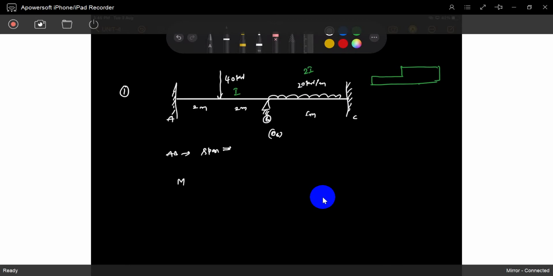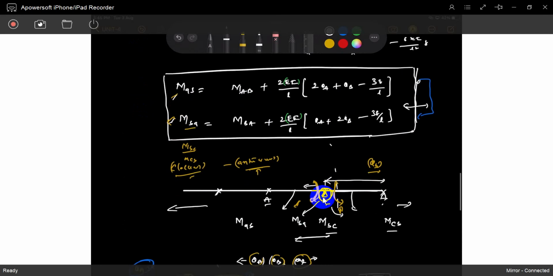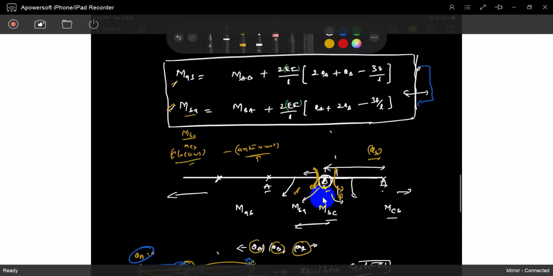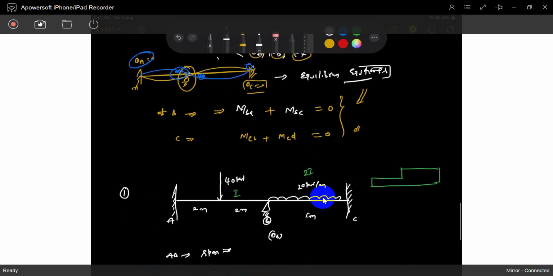MAB and MB, like this. This much. Based on that, later you will solve equilibrium equations and calculate theta A and theta B. Then only you will get it. If you get a positive value, that means a clockwise slope; if negative, it will be an anti-clockwise slope. I just write down the formulas based on the clockwise slope.